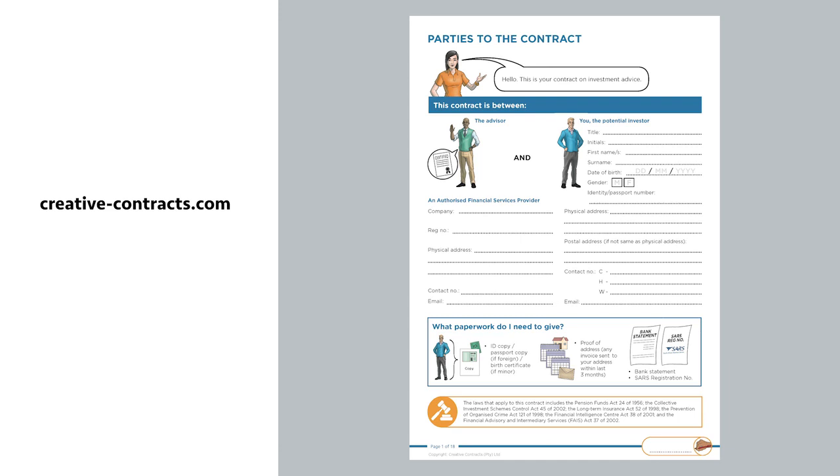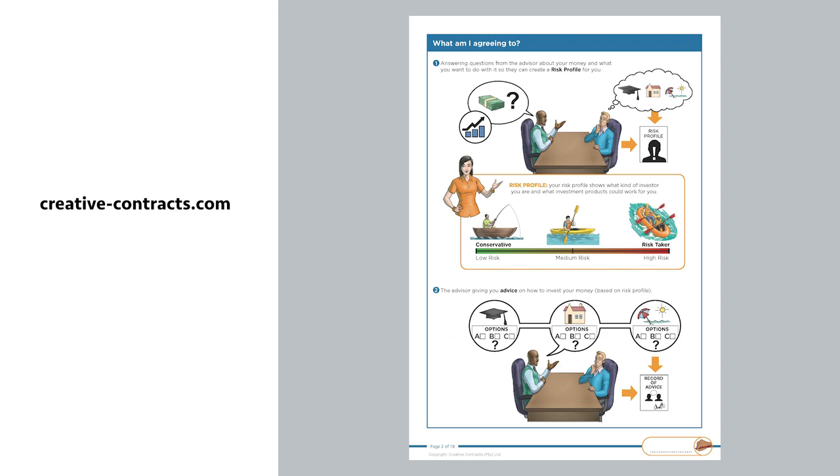The natural narrative language shows step by step what the contract entails. This contract is between the financial advisor and you, the potential investor. And what am I agreeing to? Every part of the agreement is expressed in visual panels that tell the story of the contract.